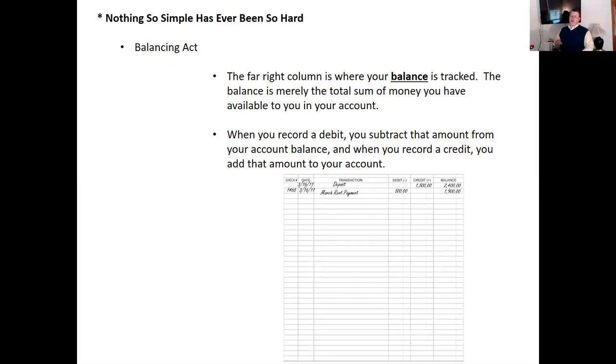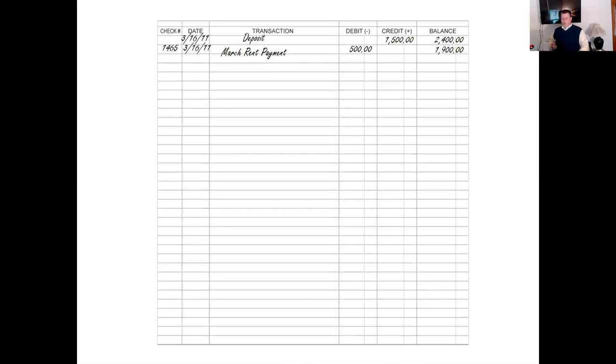So the far right column is where your balance is tracked. And the balance is merely the total sum of money you have available to you in your account. And when you record a debit, you subtract that amount from your account balance. And when you record a credit, you add that amount to your account balance. And so you can see the deposit, 1,500. Our new balance is 2,400. And obviously that's assuming that we already had $900 in our account. And then our March rent payment was $500. We subtract that from the 2,400, and 2,400 minus 500 is 1,900. So I misstated the balance earlier for the deposit.